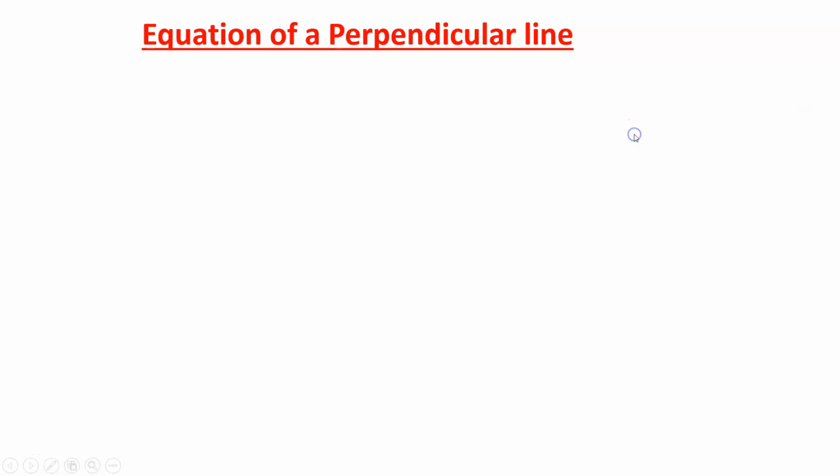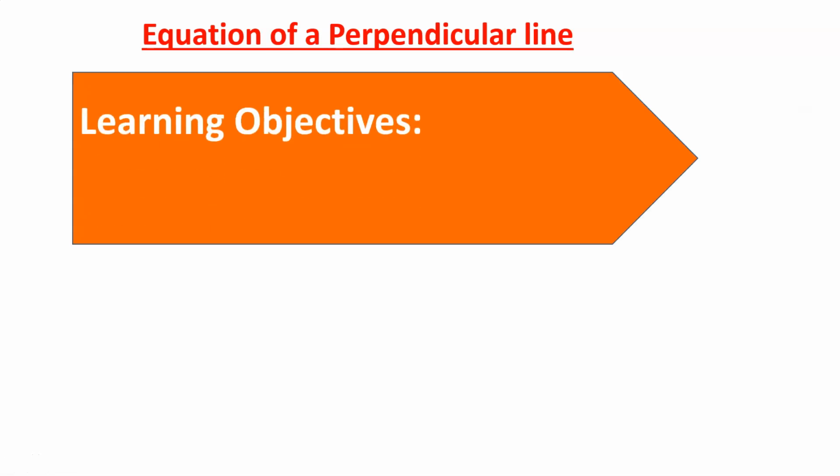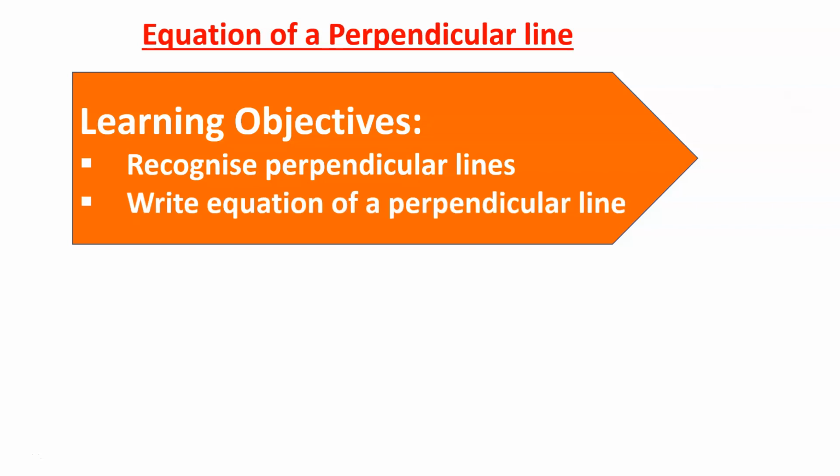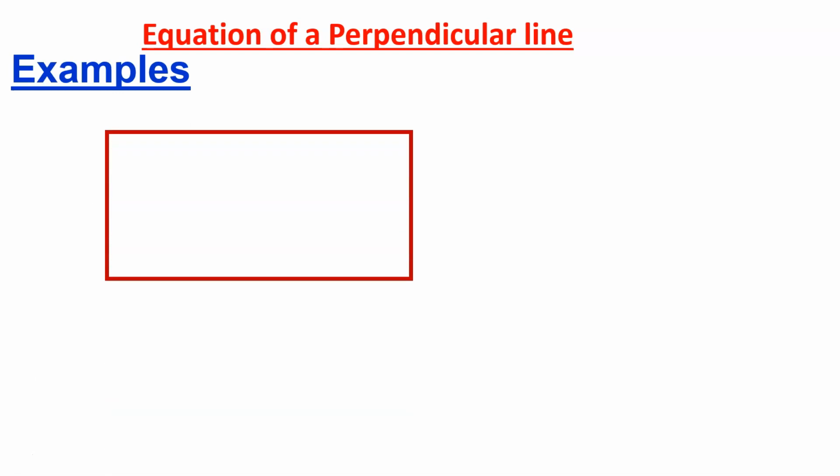Equation of perpendicular lines. Learning objectives: recognize perpendicular lines and be able to write the equation of a perpendicular line. What are perpendicular lines? Two lines are perpendicular if they make an angle of 90 degrees.